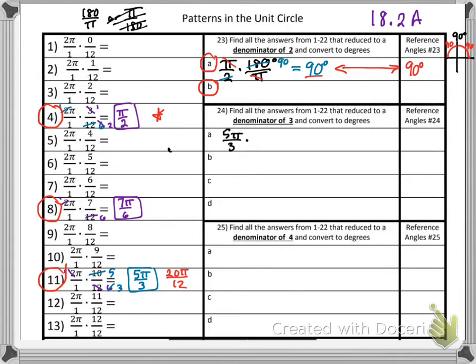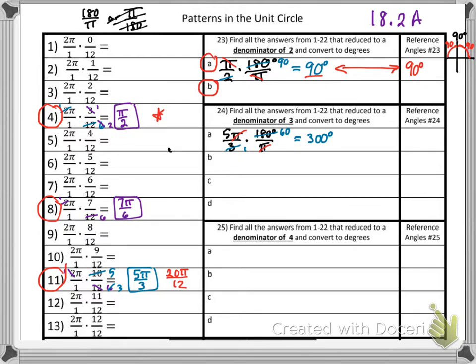And I want to get rid of the pi, so I'm multiplying 180 degrees on top, pi on the bottom. I'm going to cancel out the pi's. I'm going to say 3 goes in here once and 3 goes in here 60 times. I have 5 times 60, which is 300 degrees left. And I want to know, what's the reference angle for 300 degrees?